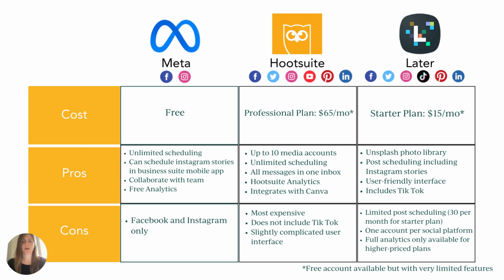Hootsuite and Later are great options to look into if you use more than just Facebook and Instagram. They have free versions available as well, which aren't listed here, but the features for those accounts were really limited, so I just put their more like starter packs. You can see in Hootsuite that they can integrate Facebook, Twitter, Instagram, YouTube, Pinterest, and LinkedIn, and then Later can integrate Facebook, Twitter, Instagram, TikTok, Pinterest, and LinkedIn.